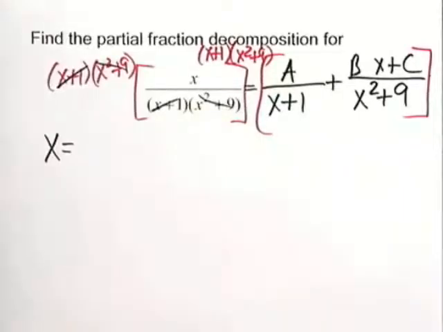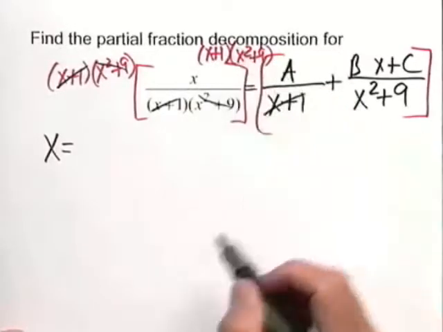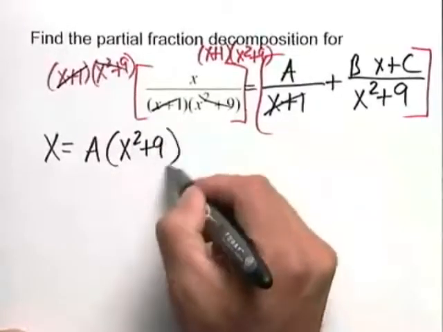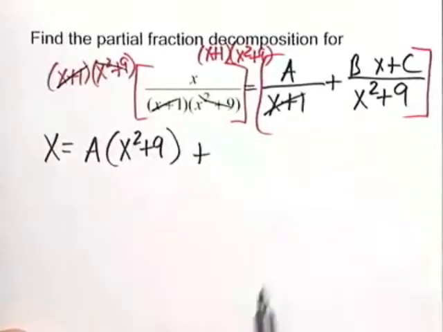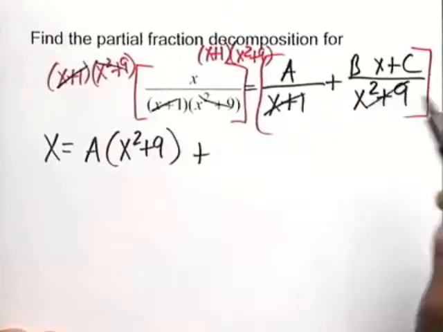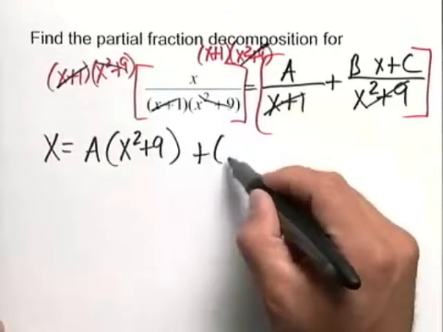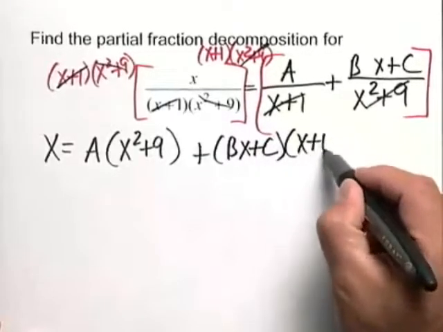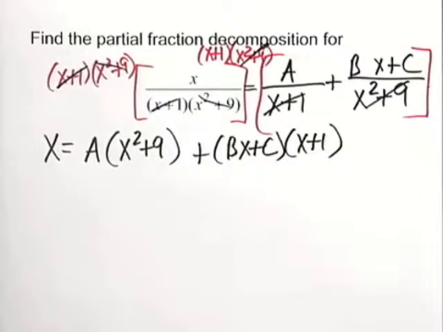On the right, it gets a little bit dicey here. The x plus 1s will cancel out, leaving us with A times x squared plus 9. Don't forget to take it times the second fraction. Here, the x squared plus 9s will cancel out, leaving us with a little bit of a mess here: Bx plus C times x plus 1. And now we have to simplify.